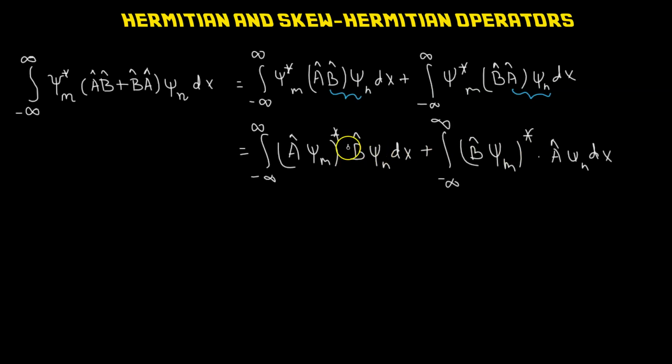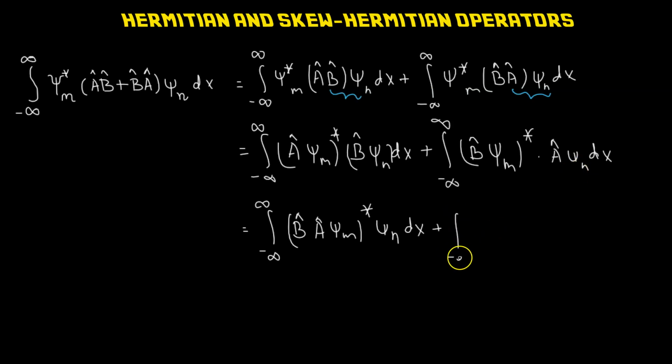Then again, in the other integral we have the operator B operating on psi n. Since B is Hermitian, this is equivalent to writing B A psi m conjugate multiplied by psi n dx. Same goes for the second integral. We have operator A operating on psi n, so we can rewrite this integral as operator A operating on B psi m. We take the conjugate of it and multiply it by psi n dx.